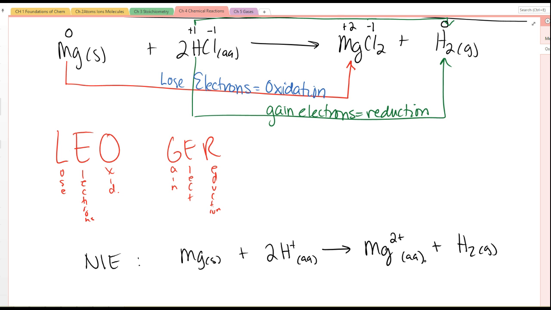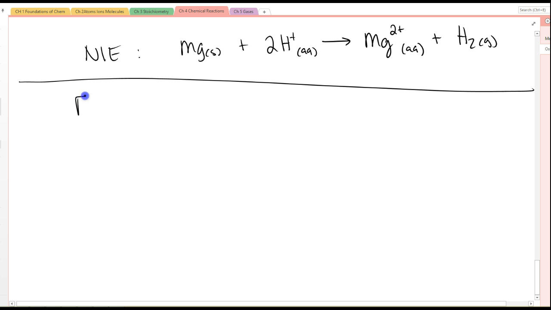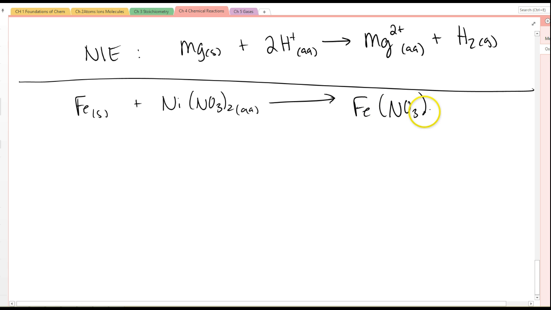All right, here's another example, so you can work through this again. Let's say that we have solid iron plus nickel 2 nitrate, aqueous, and that yields iron 2 nitrate plus solid nickel. So writing the net ionic equation, we want to find out who has been oxidized and who has been reduced. So let's look at that.